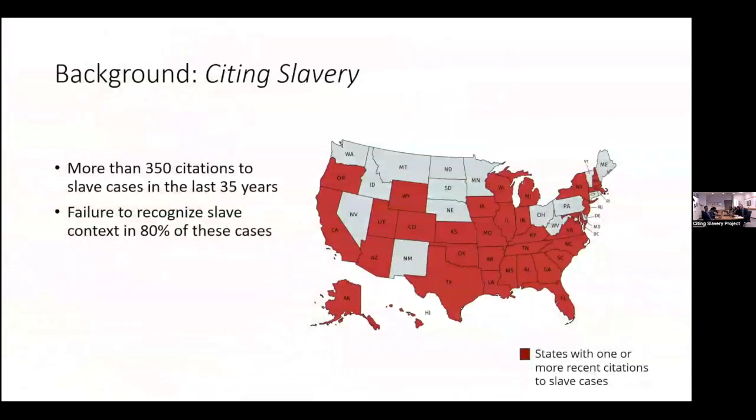My research has uncovered hundreds of citations by modern judges to slave cases, that is, cases in which enslaved people are the subjects or objects of litigation. In all of the cases here in red, courts in every federal circuit, even the Supreme Court, have cited slave cases in the last 35 years. In 80% of these cases, courts don't even acknowledge that they're citing cases that involve human property. My work shows that judges who treat slave cases like regular cases cause harms cognizable in both legal and dignitary terms.